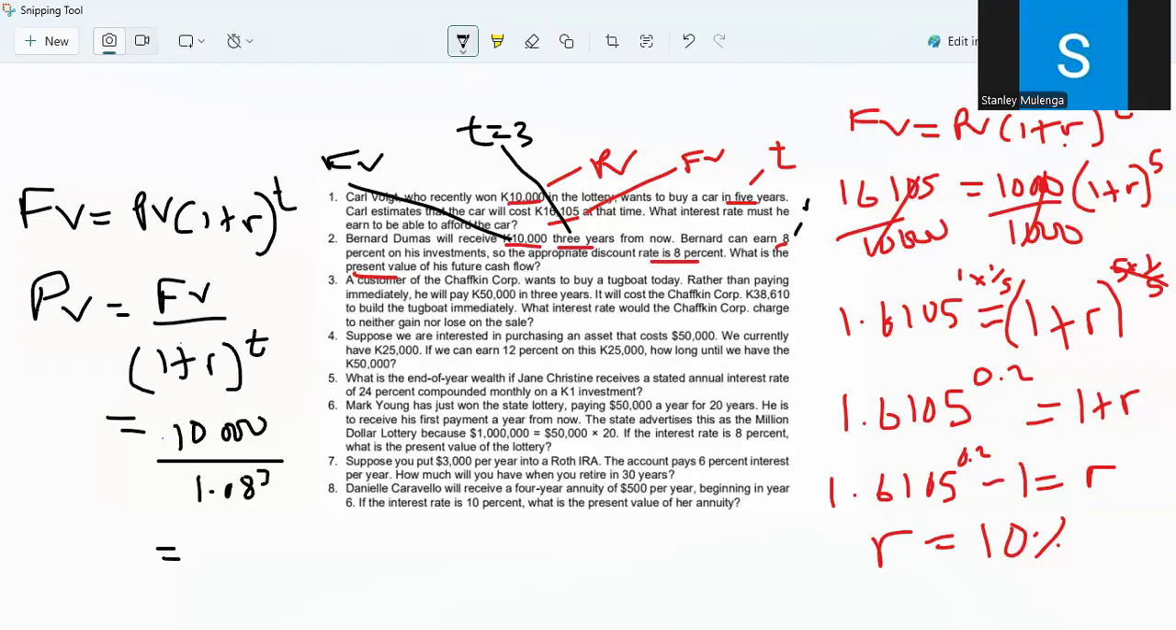Okay. So what becomes our present value? The present value is smaller than what? The future value. So what do we get? We're going to get 7,938.32. So this is our present value.